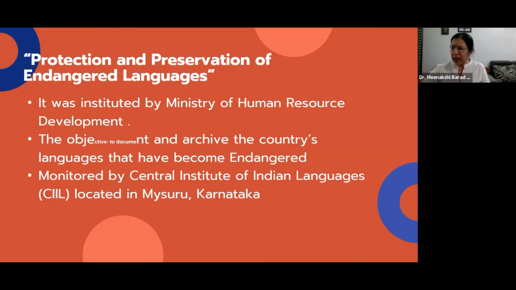So what actually has been done? Let us see. The government of India is running a scheme known as the Protection and Preservation of Endangered Languages. This was instituted by the Ministry of Human Resource Development in the year 2013. The objective was to document and archive the country's languages that have become endangered and are at risk of becoming endangered. This is monitored by the Central Institute of Indian Languages, the CIIL, which is located in Mysore in Karnataka.